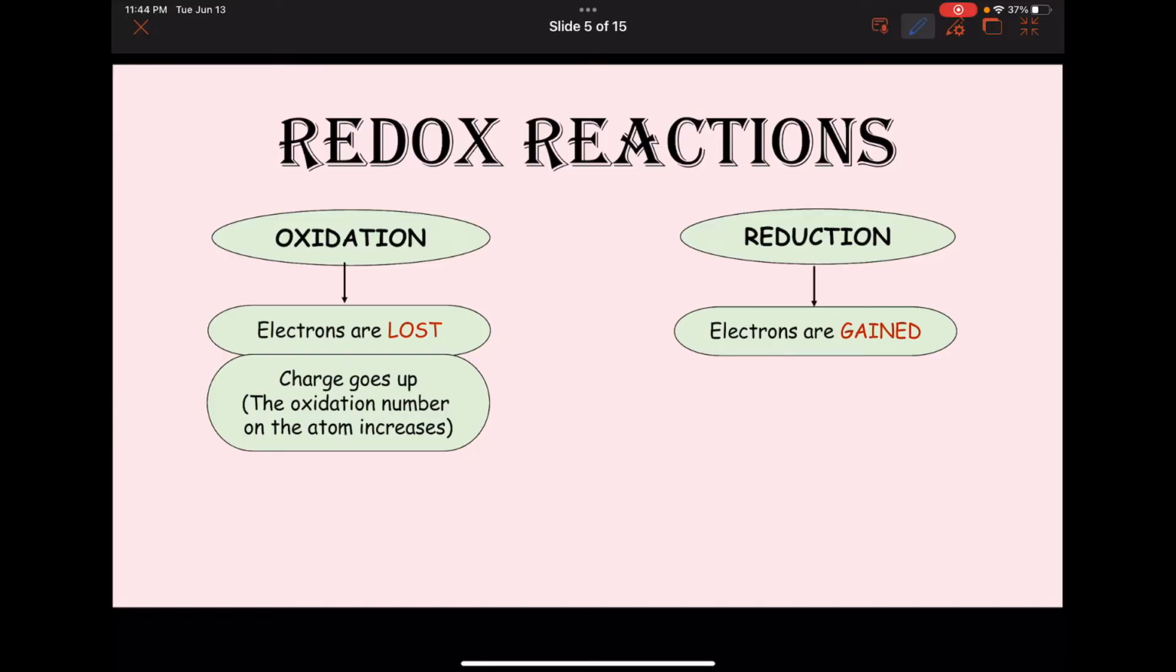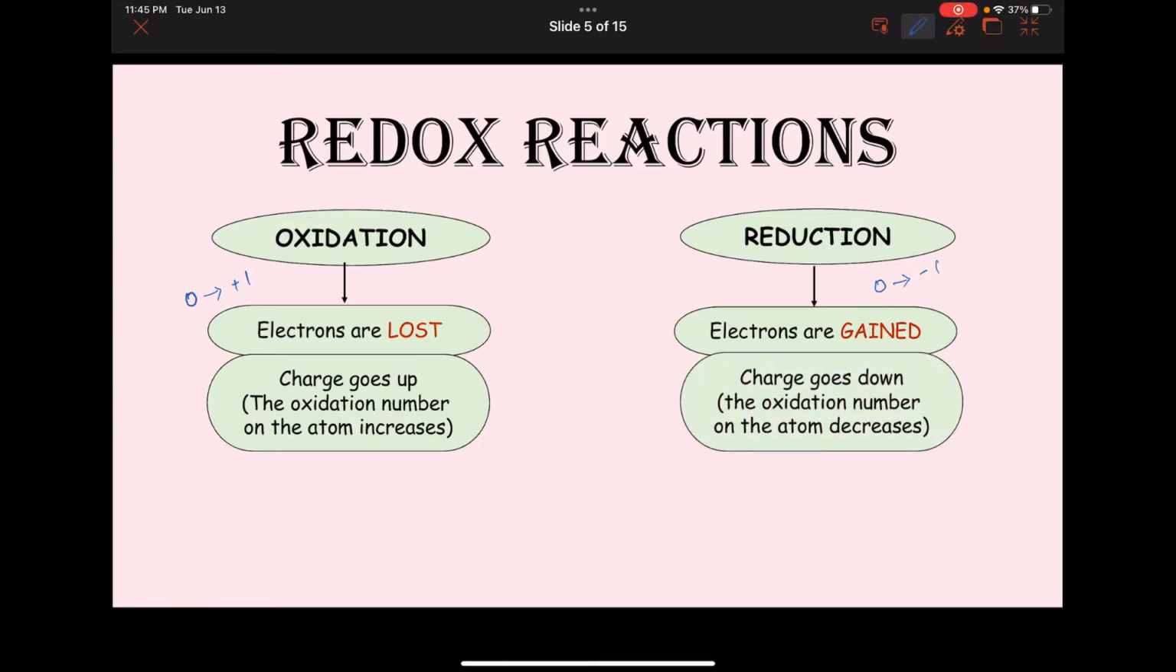Think about it this way. Let's say we are starting with 0. When this substance loses an electron, it's going to become +1. So the charge goes up when oxidation occurs. In the case of reduction, however, if we are starting with 0 and this thing is gaining an electron, the charge becomes -1. So the charge goes down in reduction, or we can also say that the oxidation number decreases.